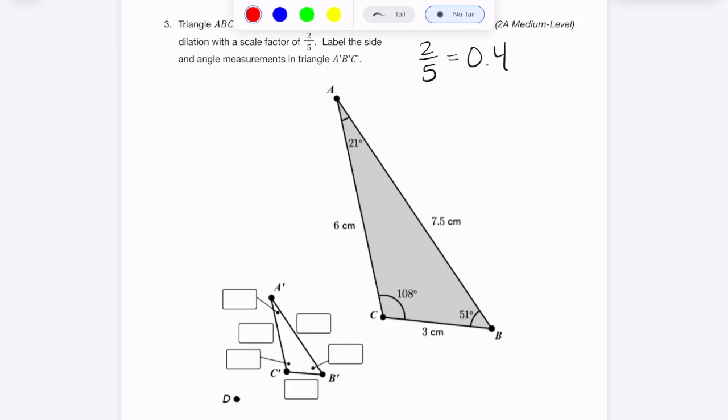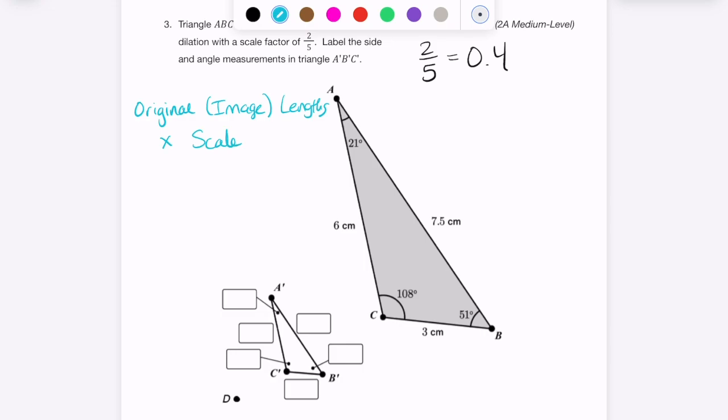Okay, so to do that, we use the fact that what our scale factor does is we multiply our scale factor by the original side lengths, and that's going to give us our image or our new side lengths. Okay, so writing that down, we can take the pre-image lengths, and then we're going to multiply by the scale factor, and that's going to give me my new image lengths. Pre-image is the original.